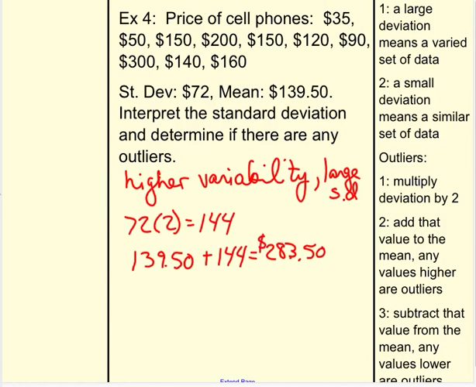That gives us a total of $283.50. So if there were any data values larger than $283.50, those would be an outlier. And of course, the $300 phone catches my eye. I don't see any others that are that large. So the $300 phone is an outlier.